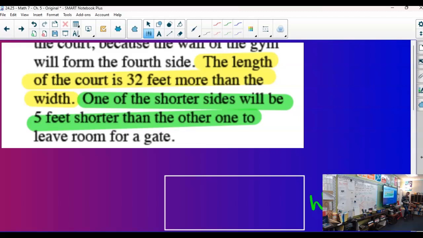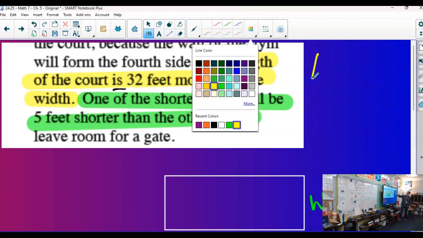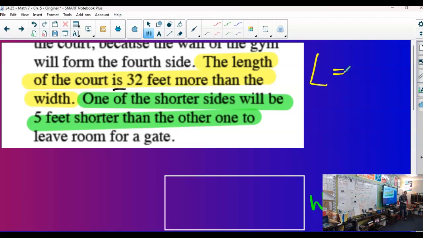Jackson, can you tell me something else you labeled? I labeled the top thing L plus 32. L? They say it's 32 feet more than the length. Can you read that sentence out loud for us about the length? Wait, didn't we yesterday say how we would say something like the length is? L plus 32. L equals. It's not 32 more than the length, it's 32 more than what? The width.